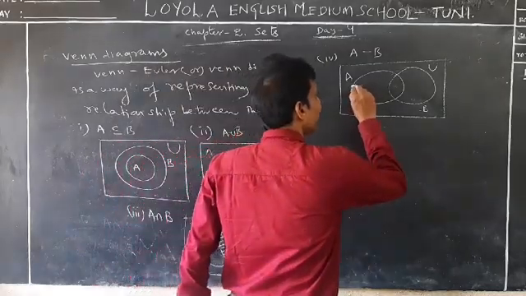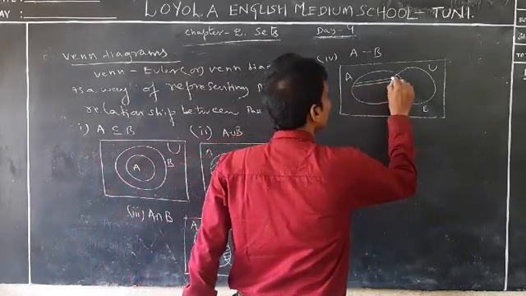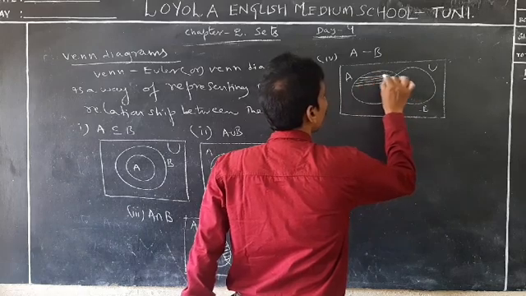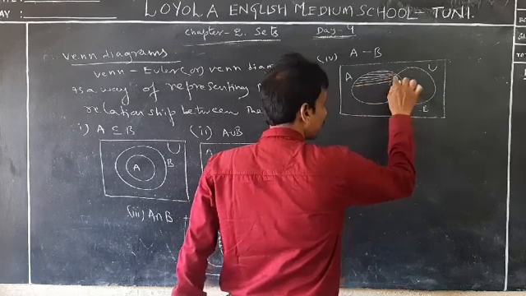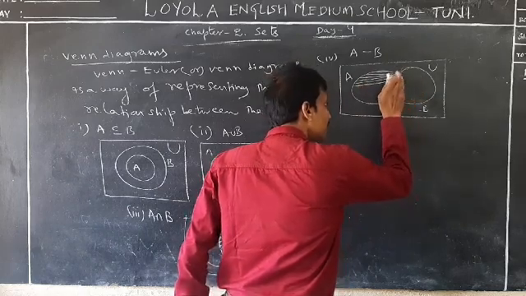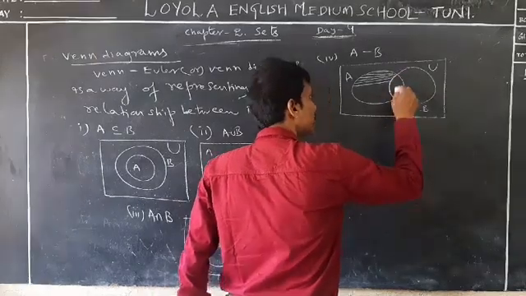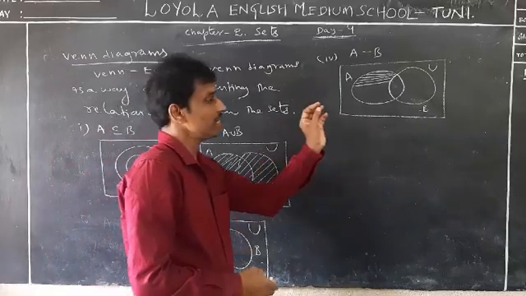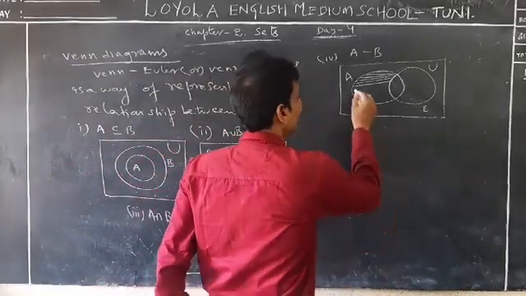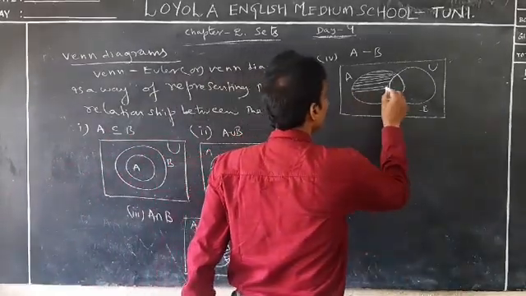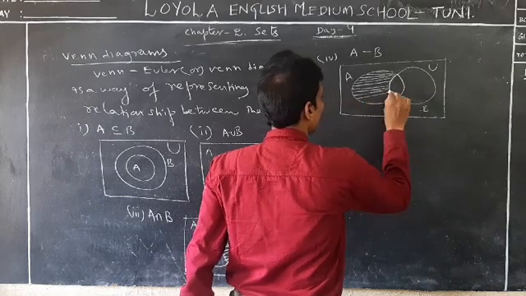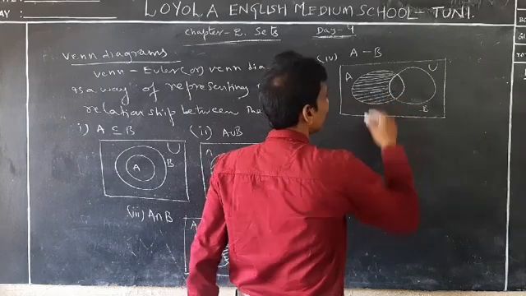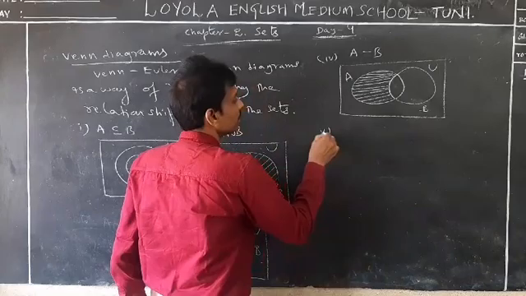Take care while drawing the lines. The lines should not meet the common part. This common part of the two circles is nothing but A intersection B. So the lines should not go inside the common part. Here only we must draw the lines. So this diagram represents A minus B.